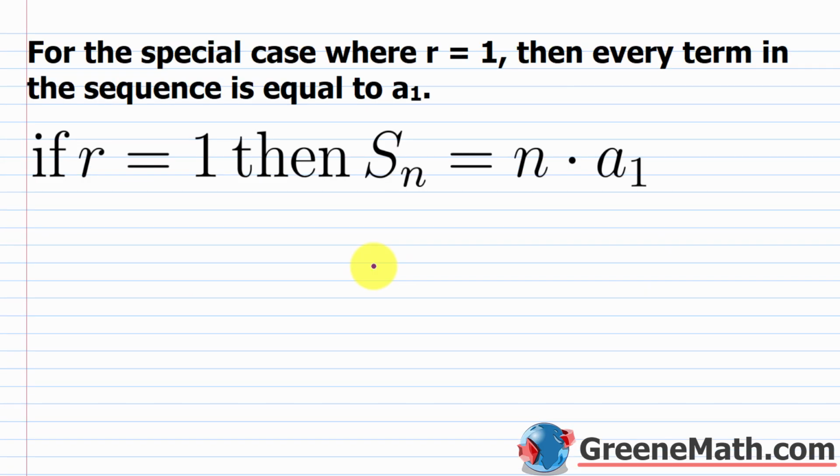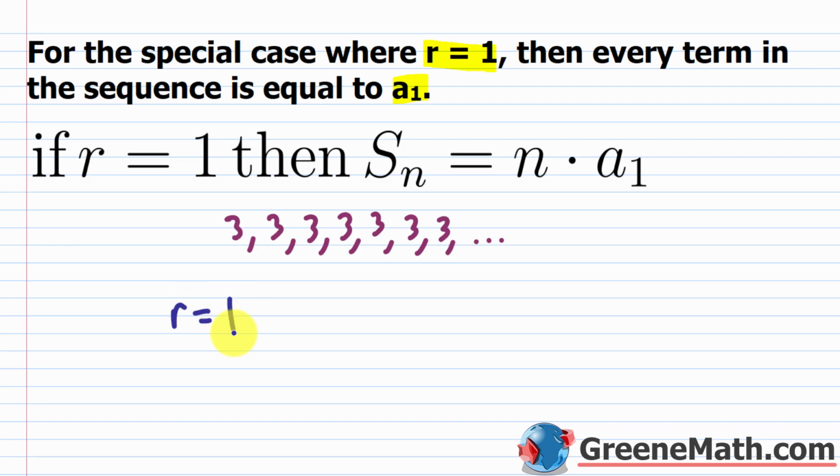All right, for the special case where r is equal to 1, then every term in the sequence is equal to a sub 1. So what do I mean by that? Let's say I gave you a geometric sequence where every term was 3. So let's say 3, and then 3, and then 3, and I'm just going to keep doing this for a while. And then I'll stop and I'll say that the pattern continues. Well, my a sub 1 value is 3, my a sub 2 value is 3, my a sub 3 value is 3, and so on and so forth. So my common ratio, my r here, is just going to be 1. So r in this case is equal to 1.